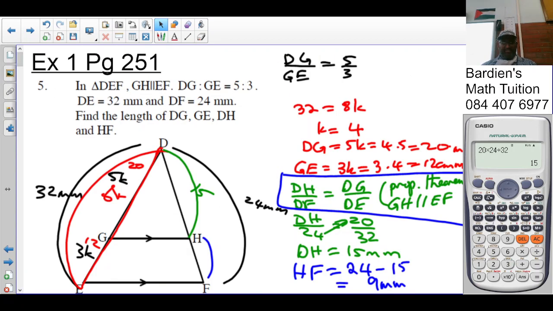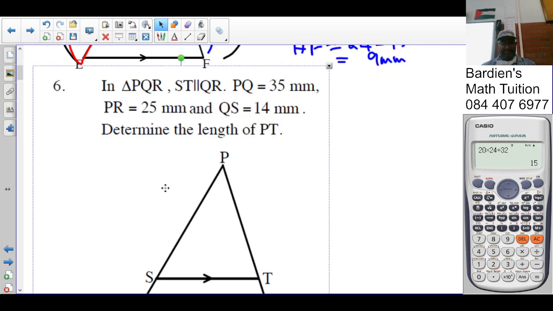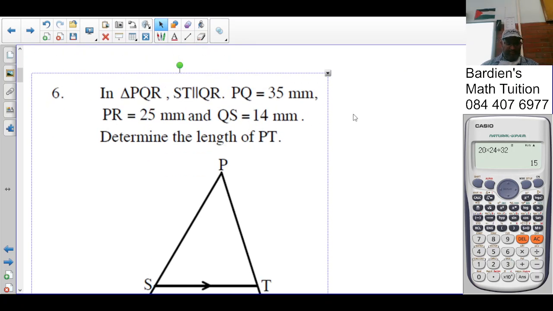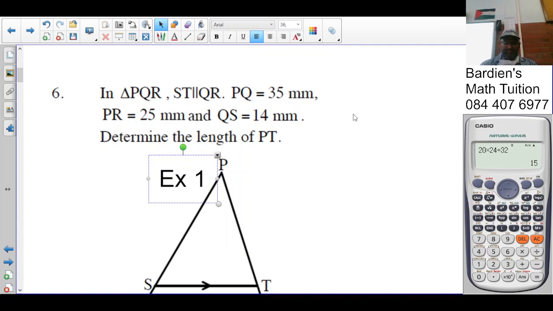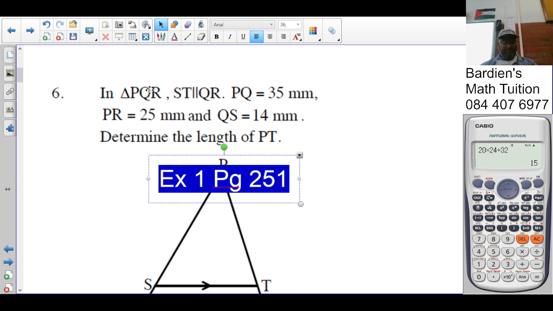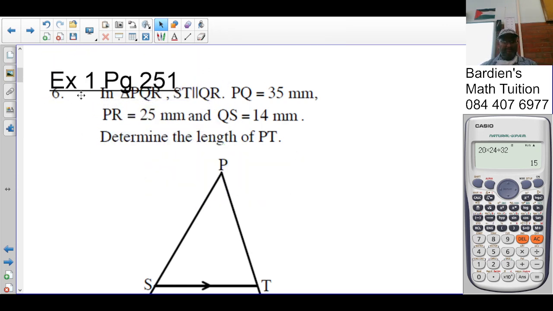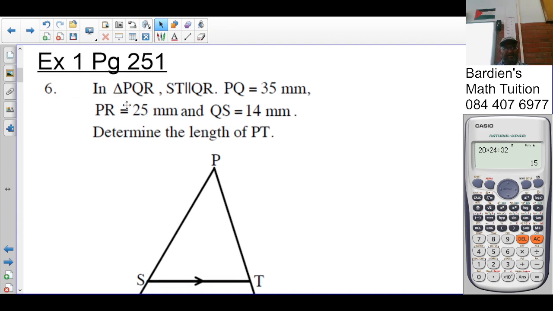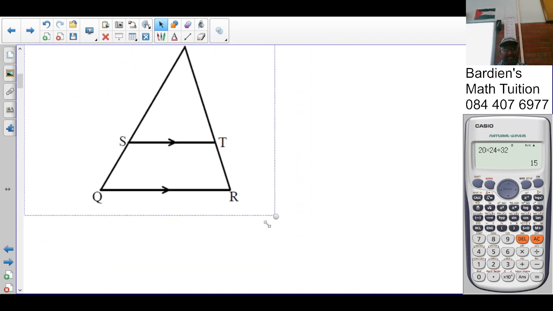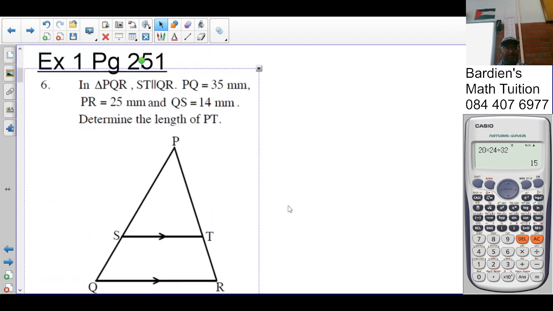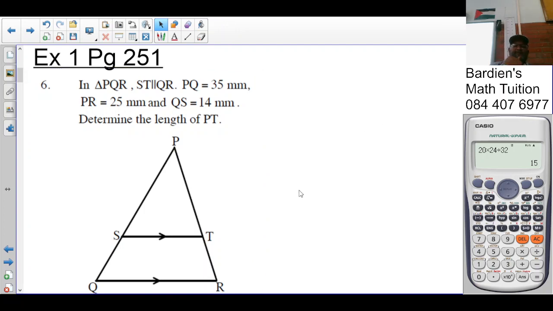Then I gave you number 6. So exercise 1, page 251. Number 6. You guys are understanding this, no? You all understand. There's a lot of marks in your exam. Don't mess this up. Right, number 6.